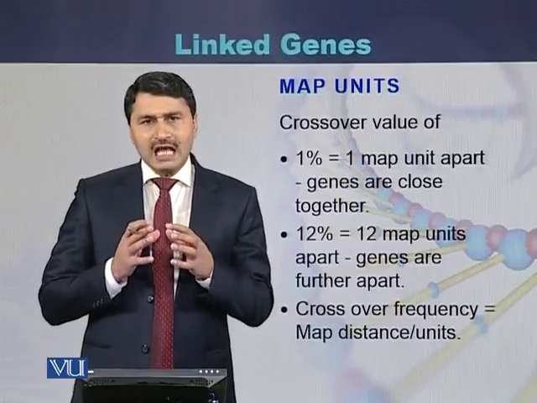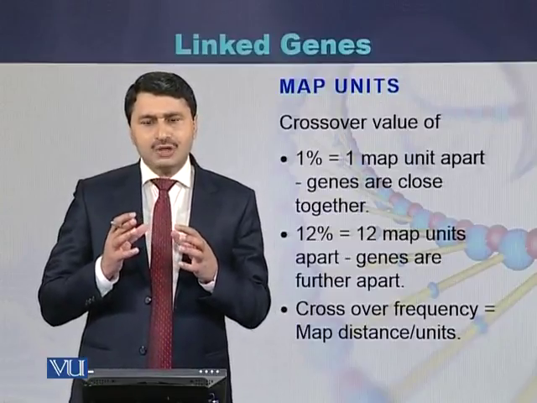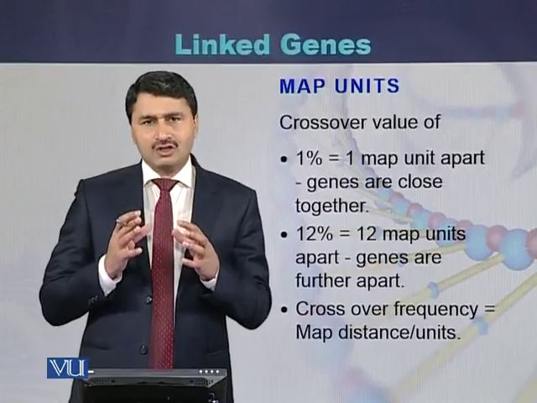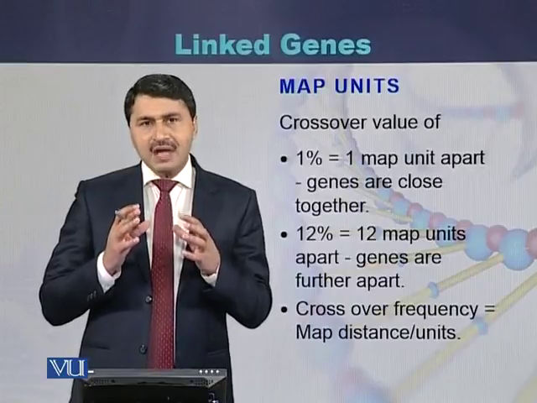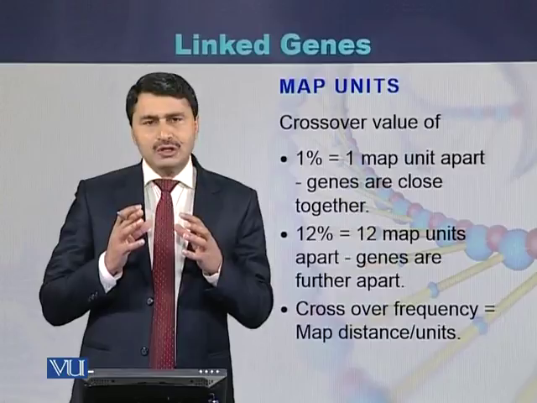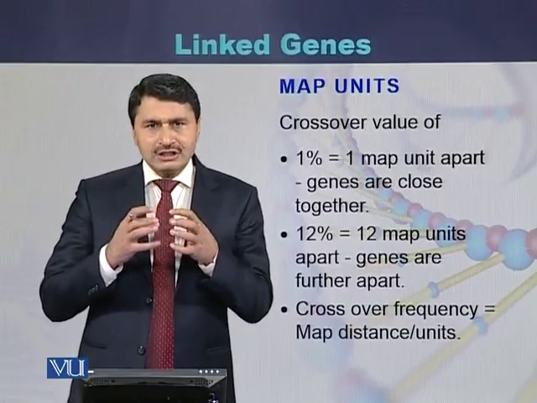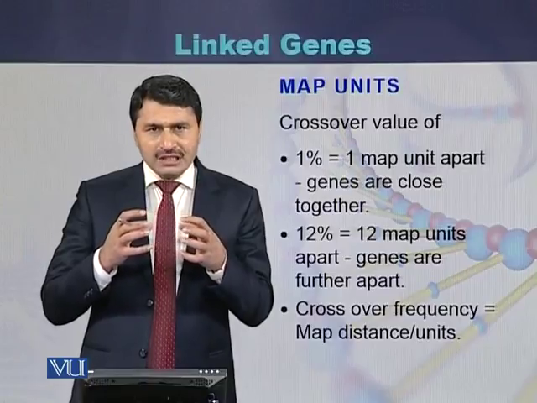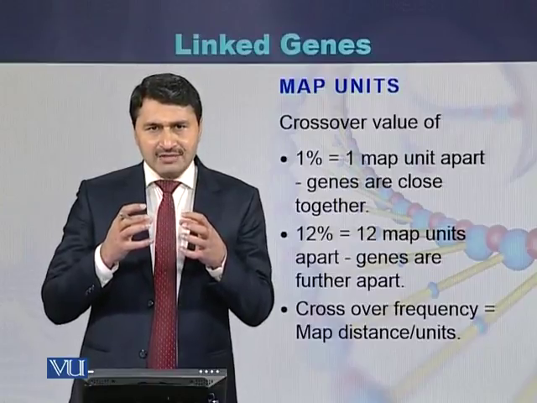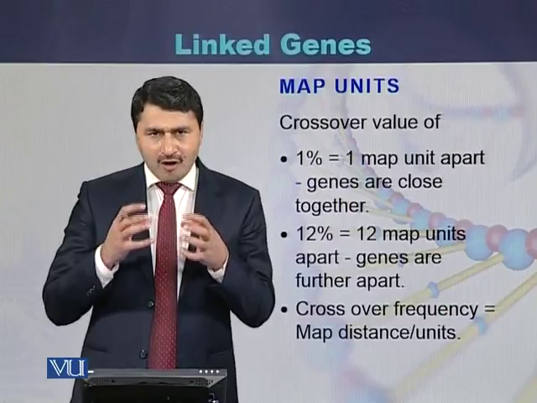The crossing over can be measured in terms of units. 1% crossover means 1 map unit. 1 map unit means the genes are closely linked, not far away from each other. They will inherit as a unit from the parents to the offspring.